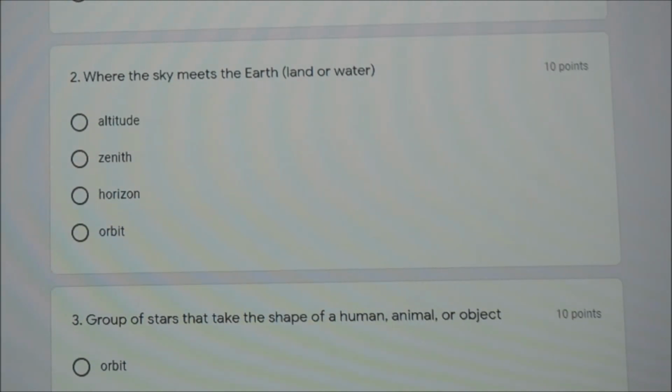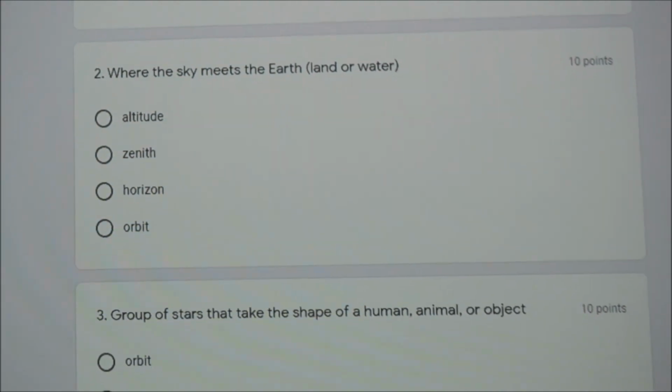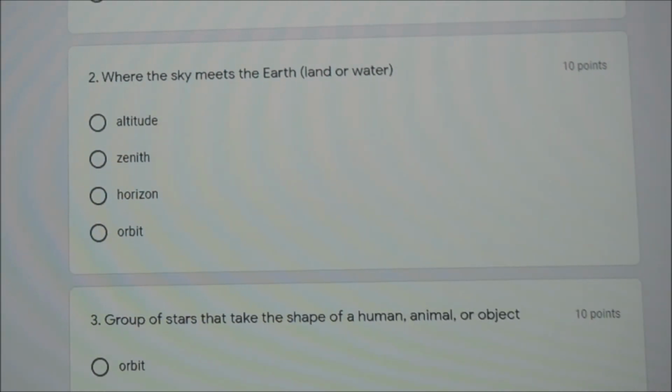Number two, definition. Where the sky meets the earth. All right, or the land or water. So where the sky meets land or water. So where the sky meets the earth, is that altitude, zenith, horizon, orbit? Where the sky meets the earth, land or water, is that altitude, zenith, horizon, orbit? Number three.